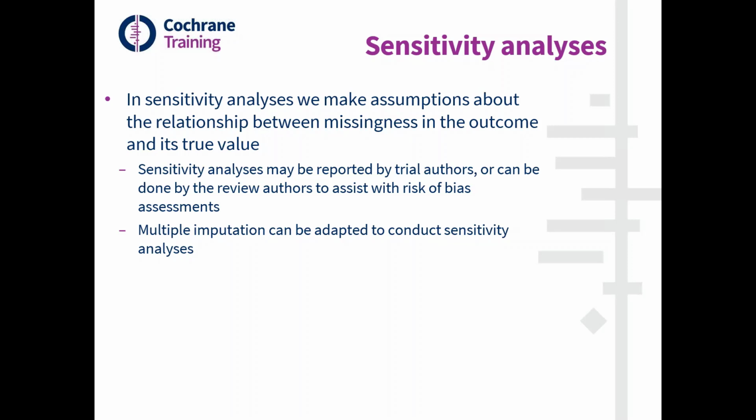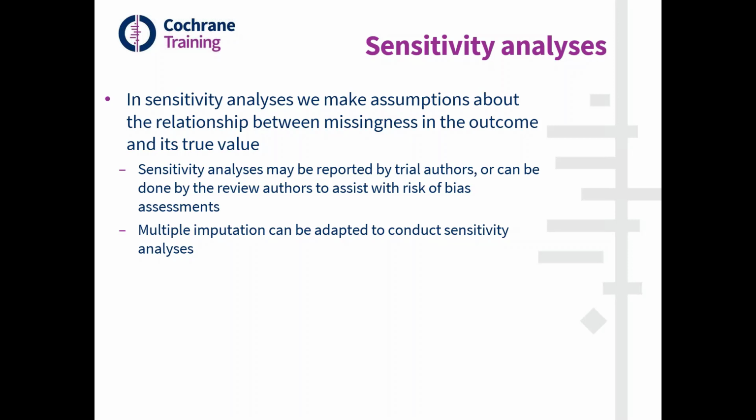A good approach to thinking about bias due to missing outcome data is to conduct sensitivity analyses. In sensitivity analyses, we make assumptions about the relationship between missingness in the outcome and its true value, and then we look at how the results change based on those assumptions. Sensitivity analyses may be reported by the trial authors, and often should be, but even if the trial authors didn't conduct them, they could be conducted by review authors to assist with risk of bias assessments. And in fact, one excellent use of multiple imputation is to adapt it to conduct sensitivity analyses.